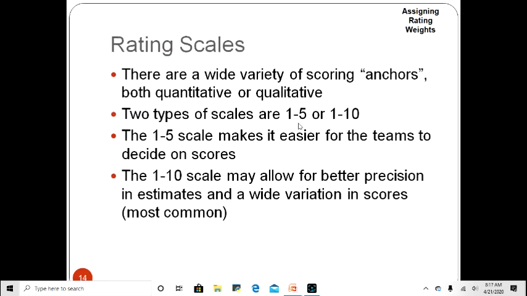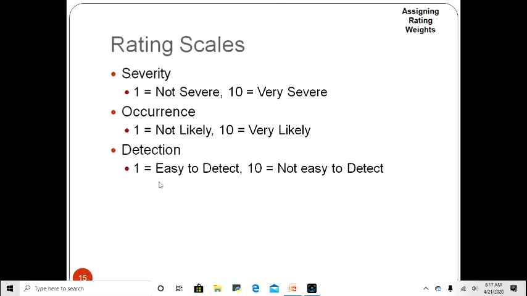So what are the rating scales? It may be from 1 to 5 or 1 to 10. Some people use 1 to 5, whereas the 1 to 10 scale is the most commonly used, which most organizations follow. So severity 1 is not severe and 10 is very severe. Somewhere around 5 to 6 will be medium severity. Occurrence is similar to that, and detection is also similar.